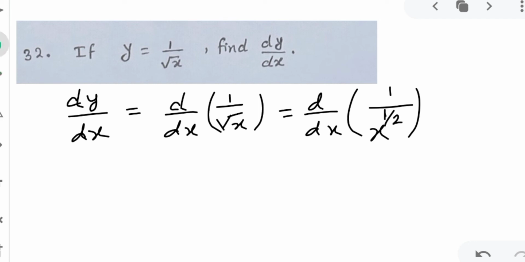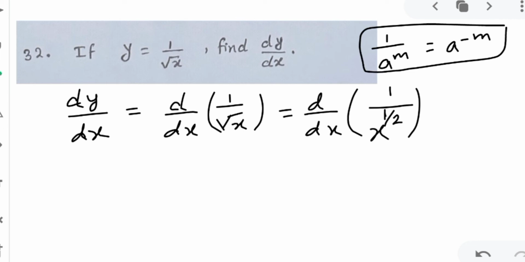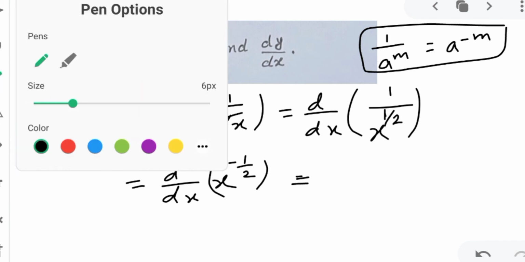And when x to the power 1 upon 2 goes up, the sign will become minus. Using which formula? 1 upon a to the power m will be a to the power minus m. Using this formula I can write d upon dx of x to the power minus 1 upon 2. Okay, and now we'll use a formula. Which formula?